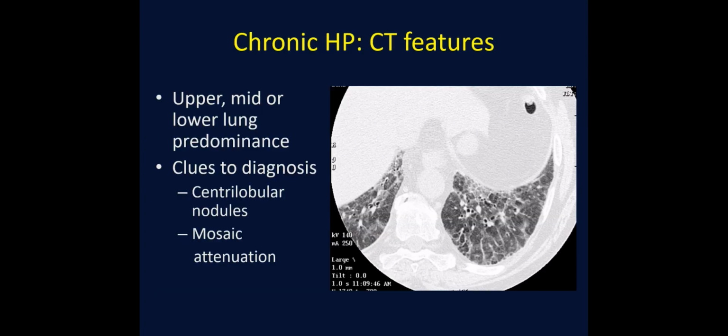Final part of the differential of fibrosing interstitial pneumonia is chronic HP, and that may be upper, mid, or lower lung predominant. There are clues to the diagnosis. You may have centrilobular nodules or mosaic attenuation, but sometimes, as in this case, there is actually no clue to the diagnosis of chronic HP. It looks like it could be NSIP, so you always have to bear that in mind.